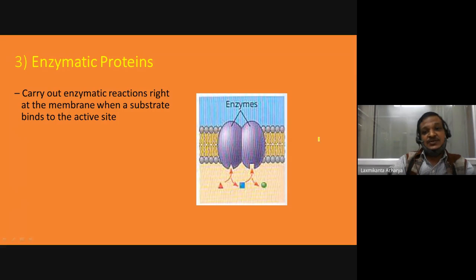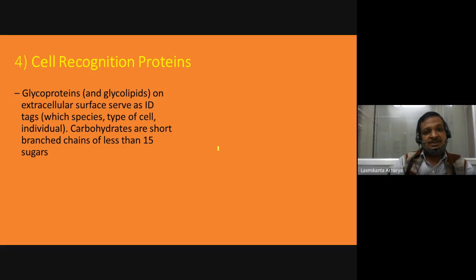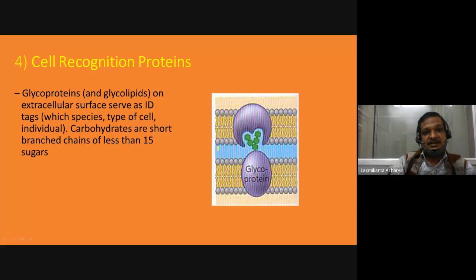So enzymes are nothing but proteins, right? You know, apoenzyme, holoenzyme, prosthetic group, all these things, and you will also get more knowledge regarding that in your biomolecular enzymology class. Then there are certain proteins we call cell recognition proteins. Okay, so these are glycoproteins and glycolipids. These are on the extracellular surface, and they work.